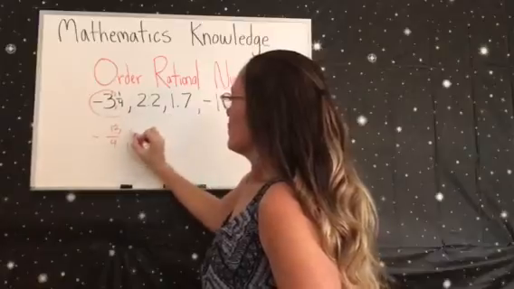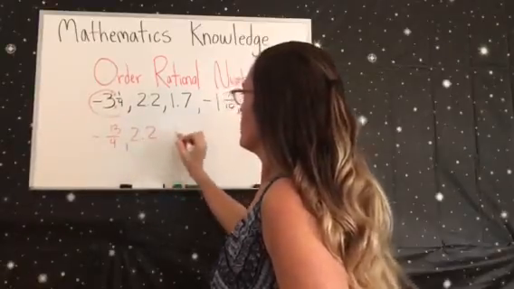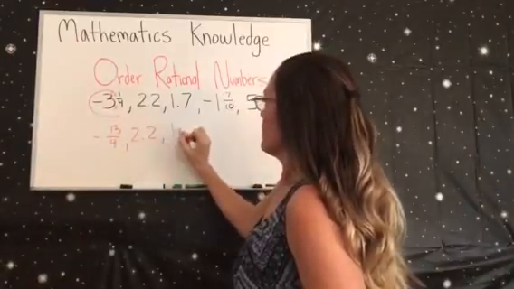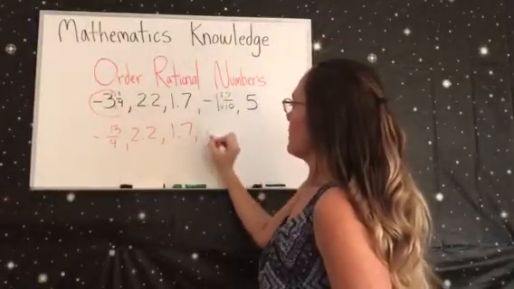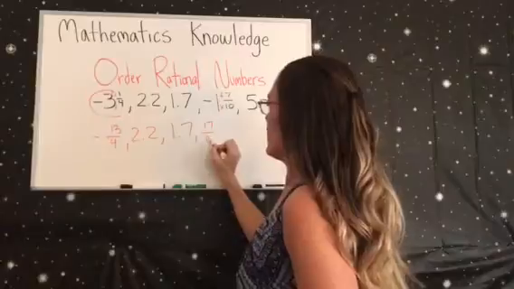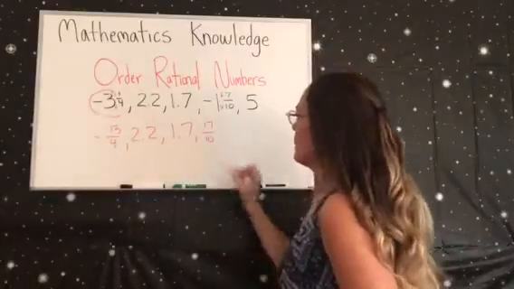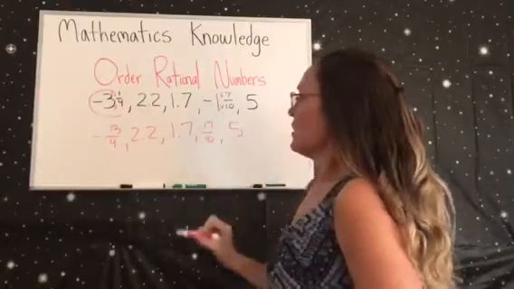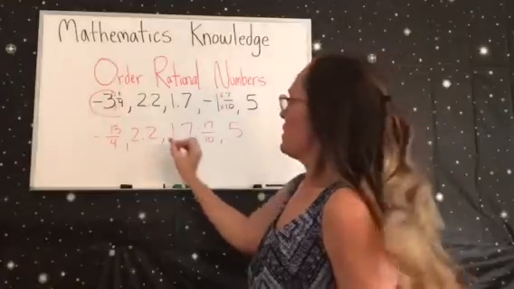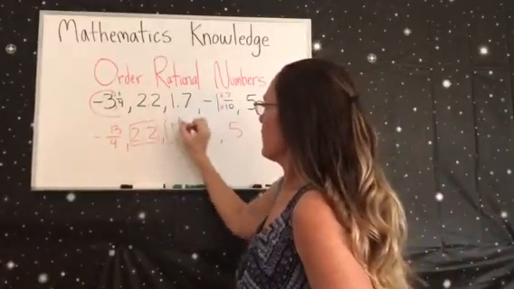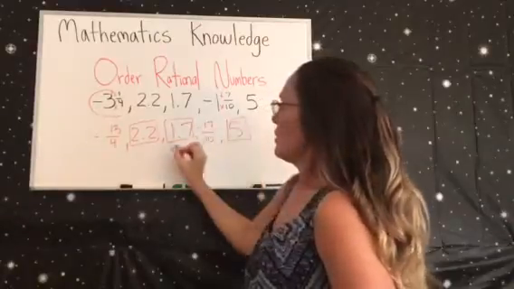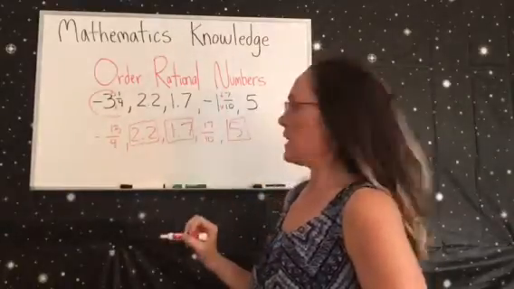And then we have our 2.2, -1 7/10. We'll do 10 times 1 plus 7 is 17 over 10, which is a negative, and then we have a 5. So obviously the decimals, they're fine. So we could say right now, those three are taken care of.